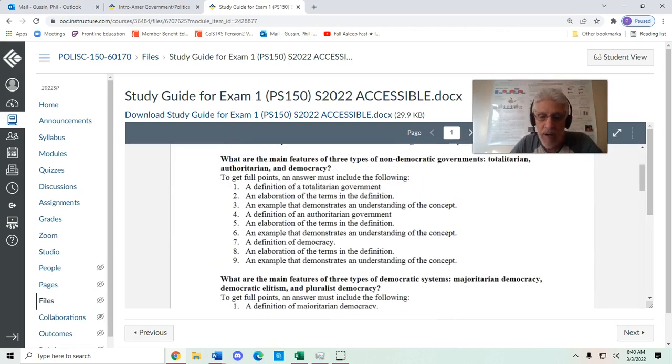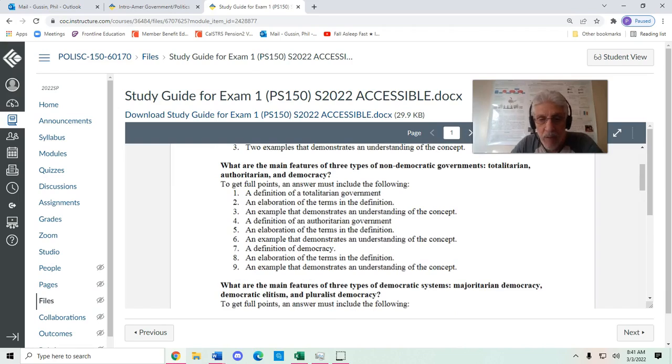And for each one, I give you a rubric, right, of what you need to do to get full points on the study guide. To get full points, an answer must include the following, right?